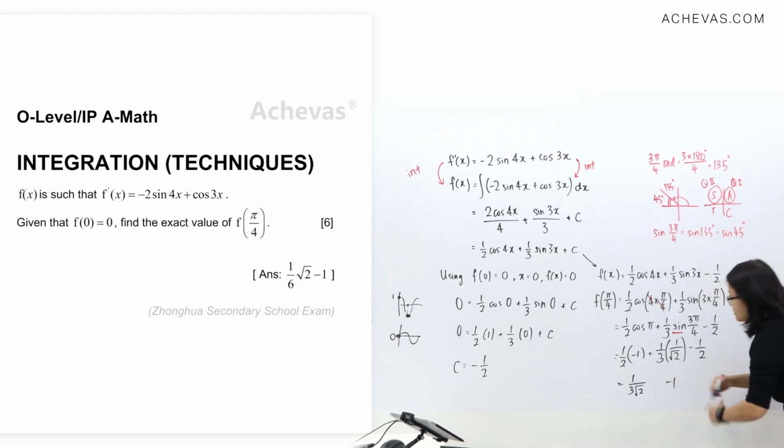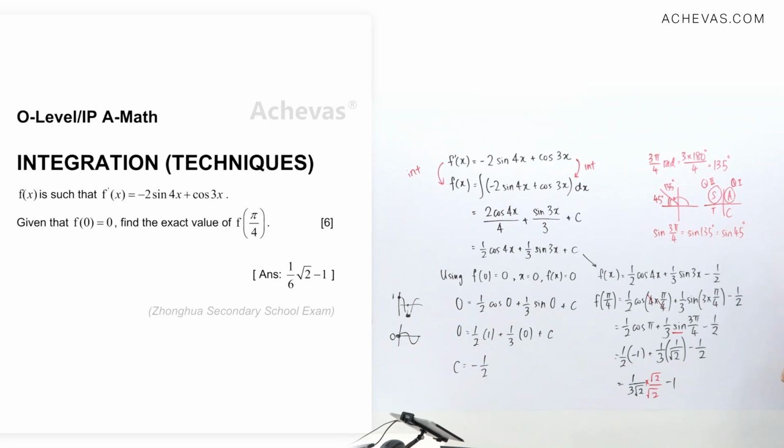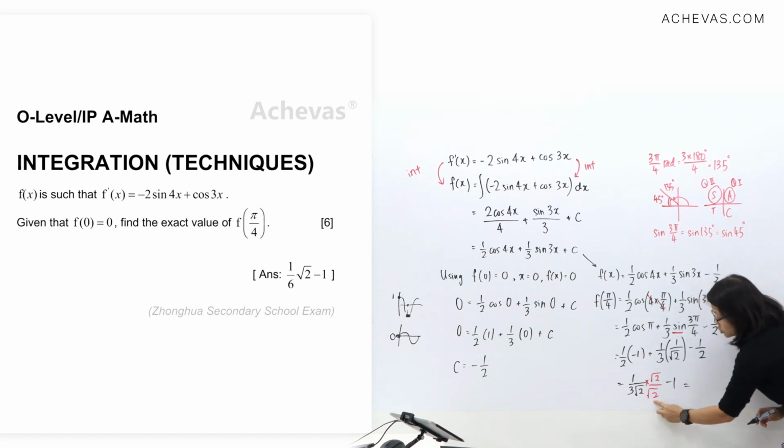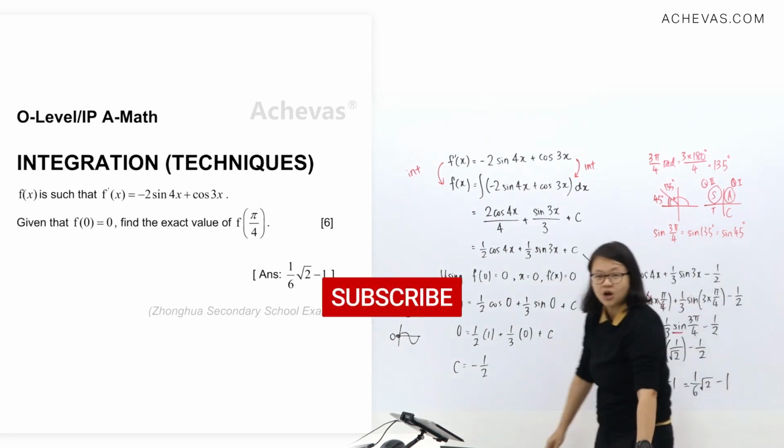That's already the answer. But let's say you are rationalizing: multiply by √2 over √2. What we get here is √2 times √2 going to be 2, times 3, that's 1 over 6. I'm going to write the √2 at the center. So 1 times √2 is √2. Instead of writing it at the numerator, I just put it at the right side, -1. So that's our answer for this integration question.